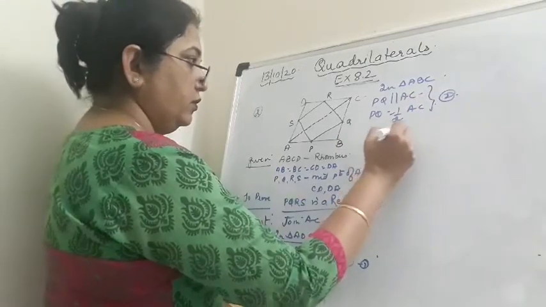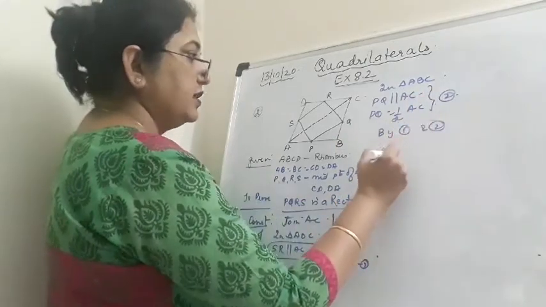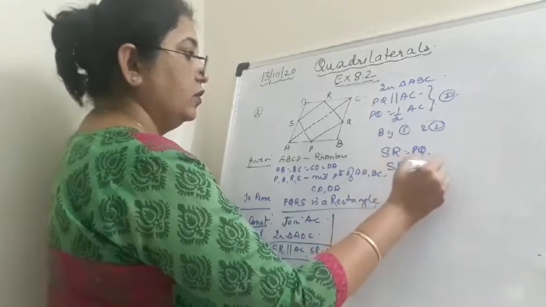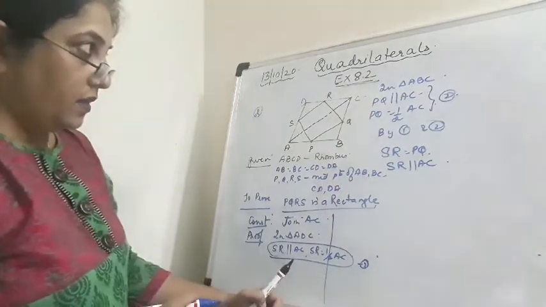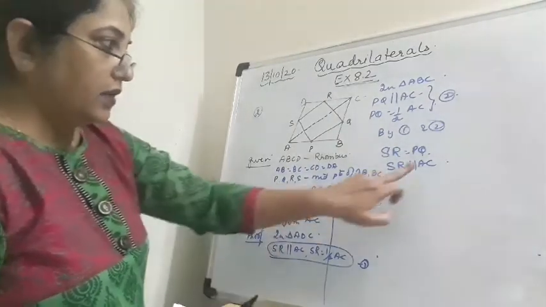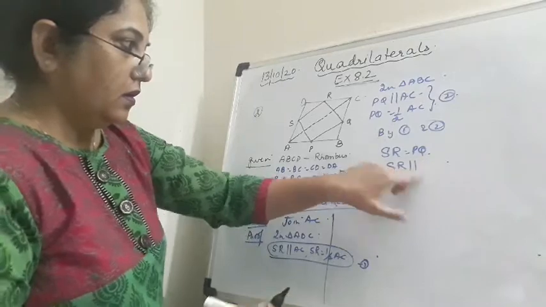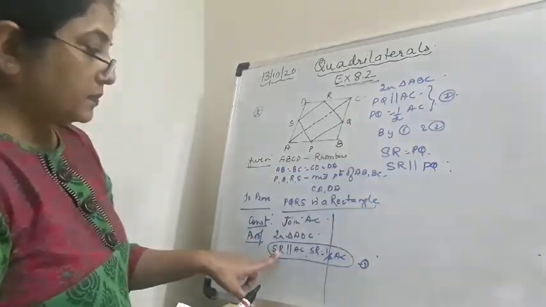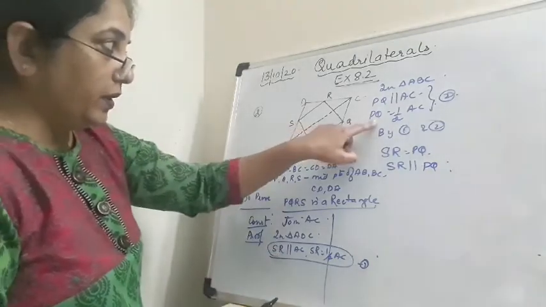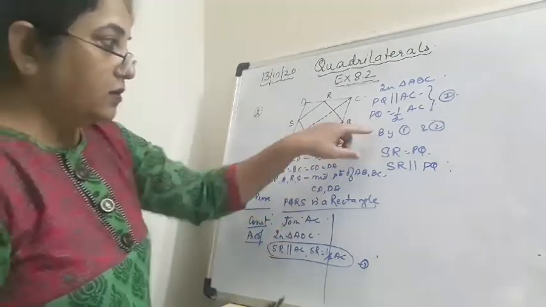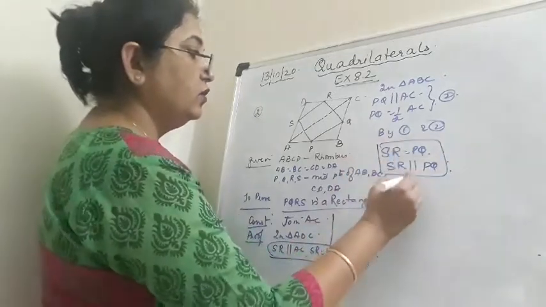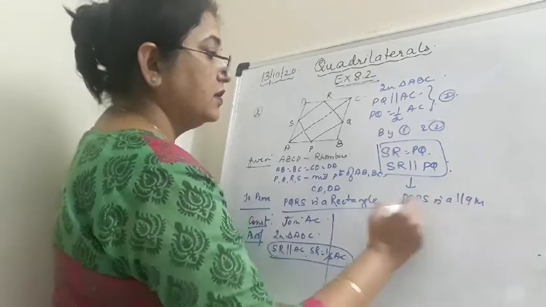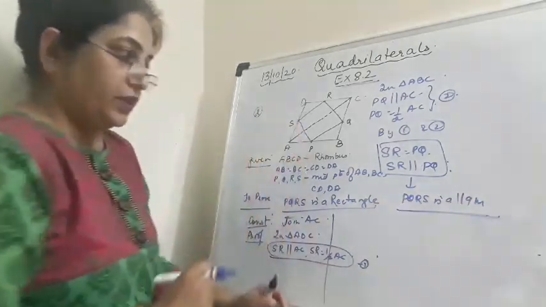So by 1 and 2, we will get SR is equal to PQ and SR is parallel to AC. Now why? Because SR is equal to PQ and SR is parallel to PQ, therefore we now know that PQRS is a parallelogram. So this is the same proof that we've done in the first question.